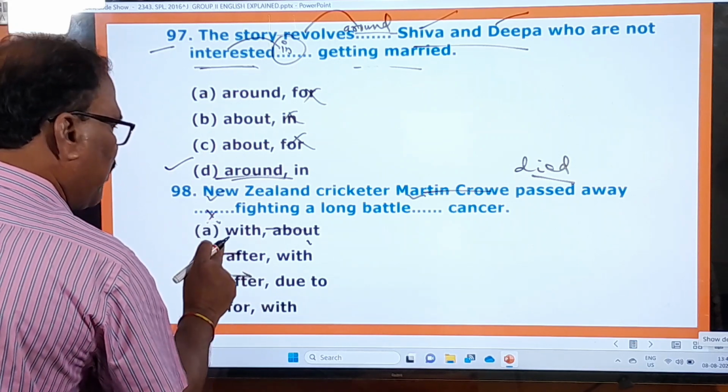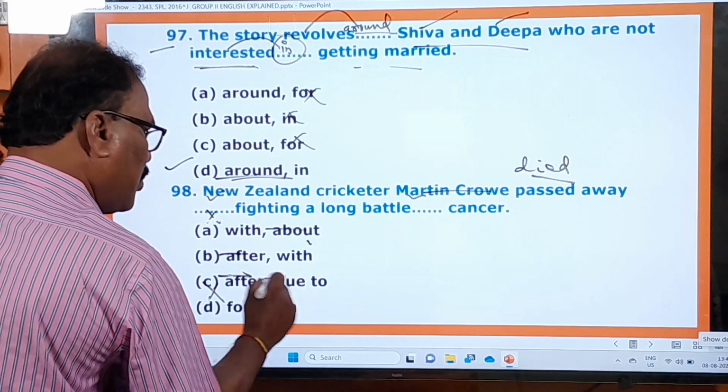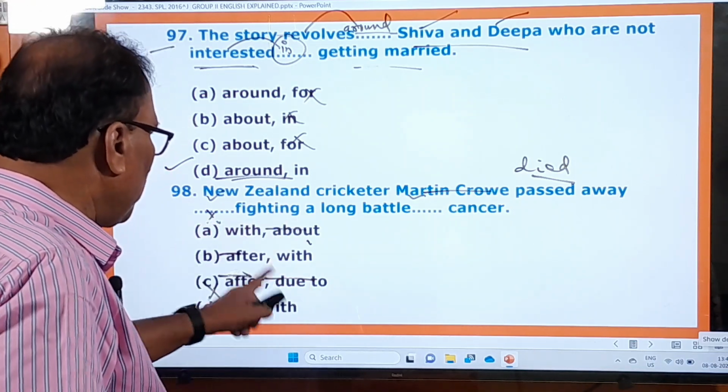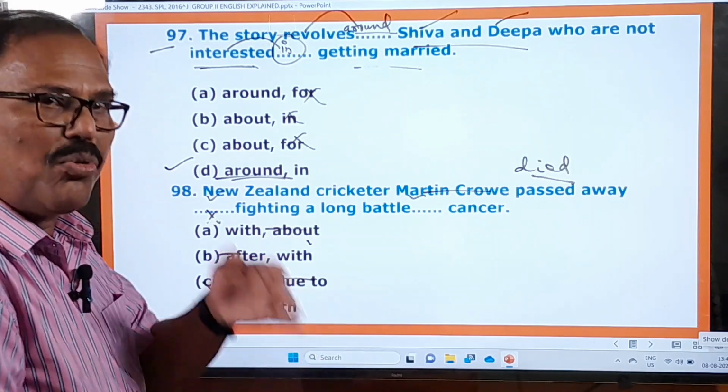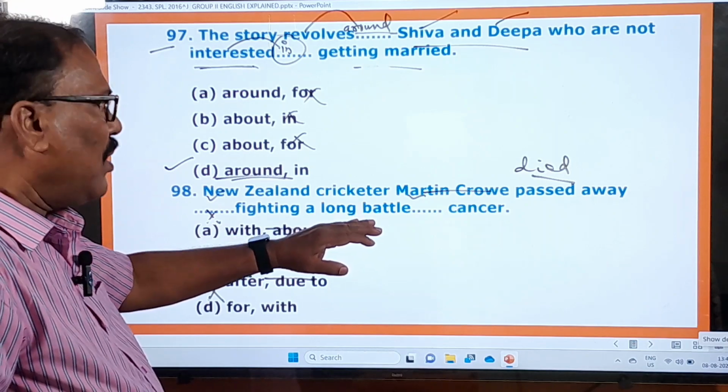Okay, two afters are given. So which one should be used? After with or after due to. Due to means కారణము చేత. After fighting, you see, you use these two things and see the meaning, and you only understand why that is not correct. After fighting a long battle due to cancer.